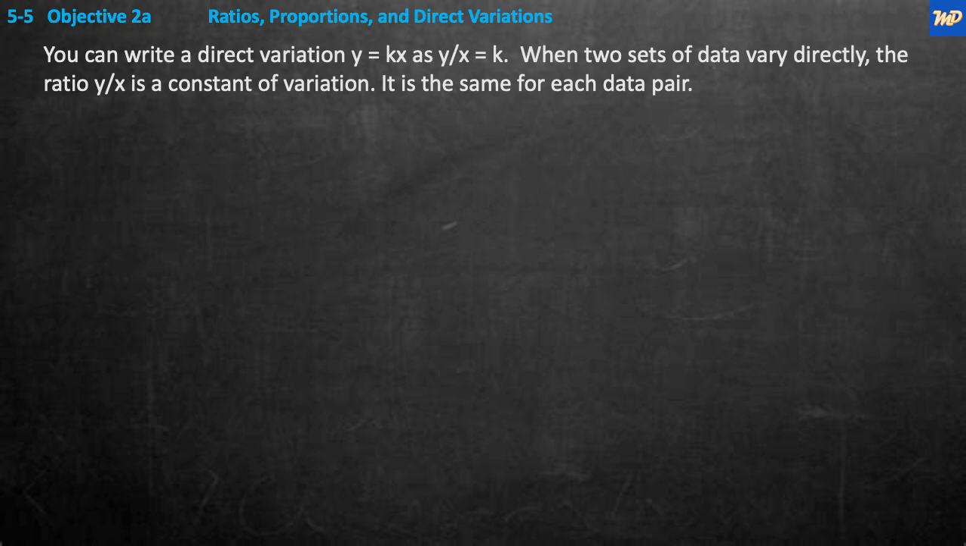Okay, objective 2a, ratios, proportions, and direct variations. You can write a direct variation, y equals kx. We've done this a bunch of times now. y equals kx is the same as y divided by x equals k. And we know that because that's how we've been solving for k all along, dividing y by x, and we get k, right? So when 2 sets of data vary directly, the ratio y divided by x is a constant of variation. It's the same for each pair, okay?